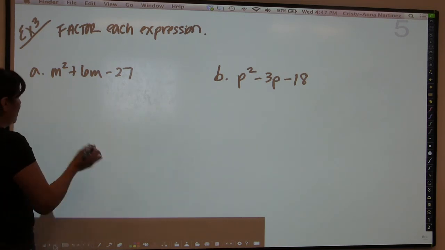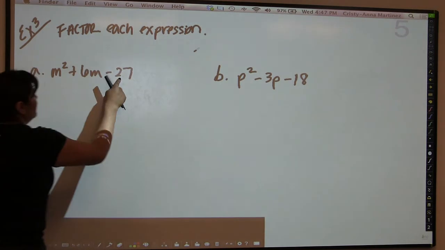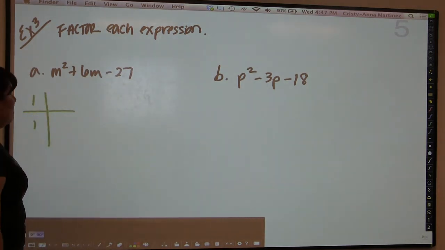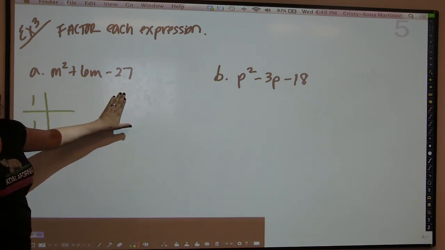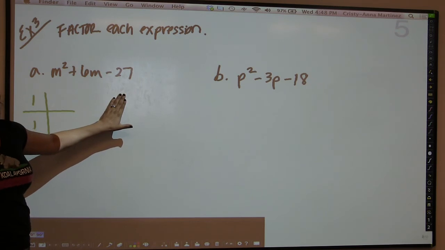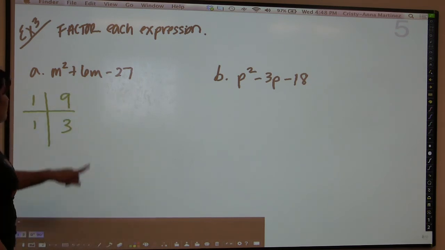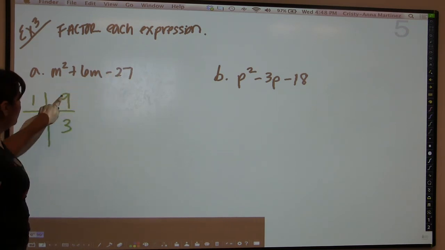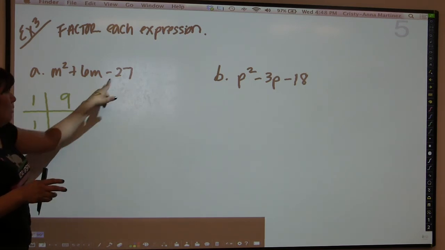And again, same process, but now this guy's negative. So 1, 1. I need factors of 27, like, what's 9 times 3? 27. I'm going to pick 9 and 3, but I need it to be a positive 6. When you have a negative C value, one of these two numbers has to be negative and one has to be positive. It's the only way to get a negative when you're multiplying.